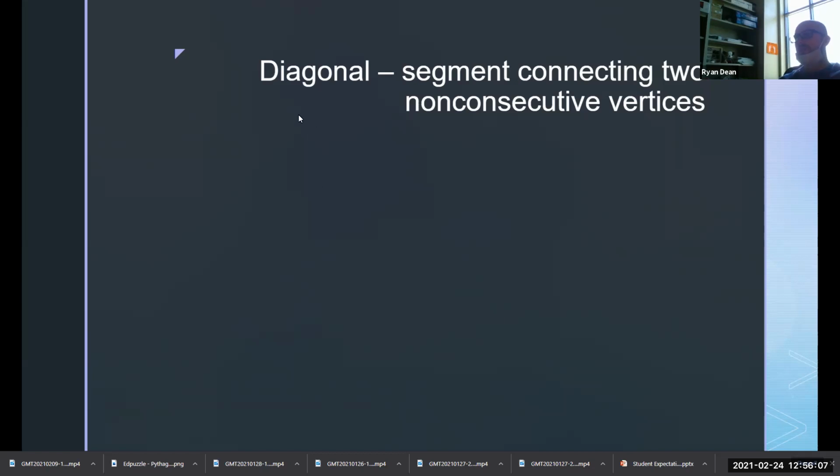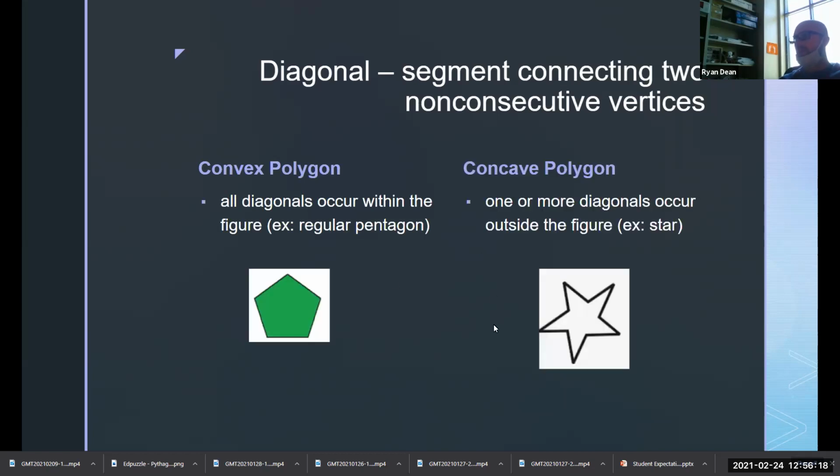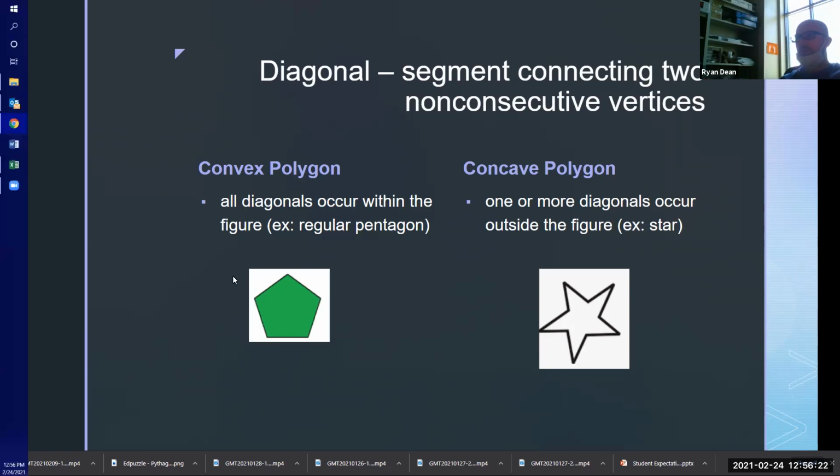Okay, this first definition here is just a diagonal. And a diagonal just connects two non-consecutive vertices together. These are just different kinds of polygons that we're going to be talking about here.